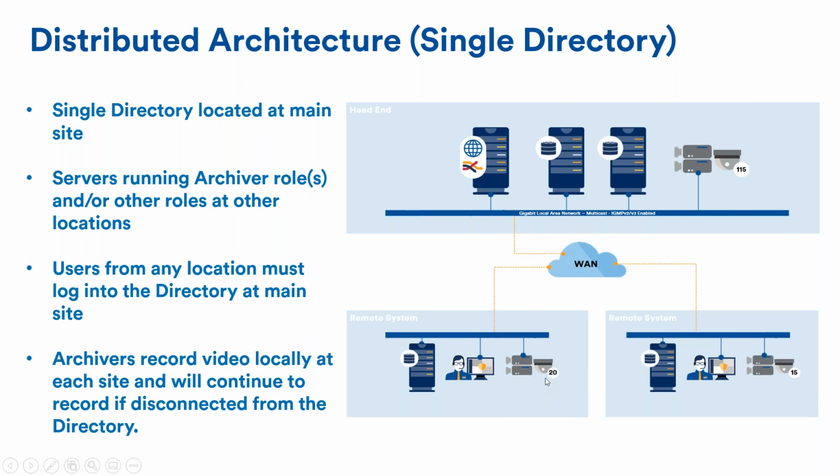So in this scenario, if the network gets disconnected between the head end and the remote sites, the clients that are connecting to the directory can no longer monitor live or recorded video or run reports, but the archivers at these remote sites, as long as they remain up and running, they'll continue to record their cameras, okay?